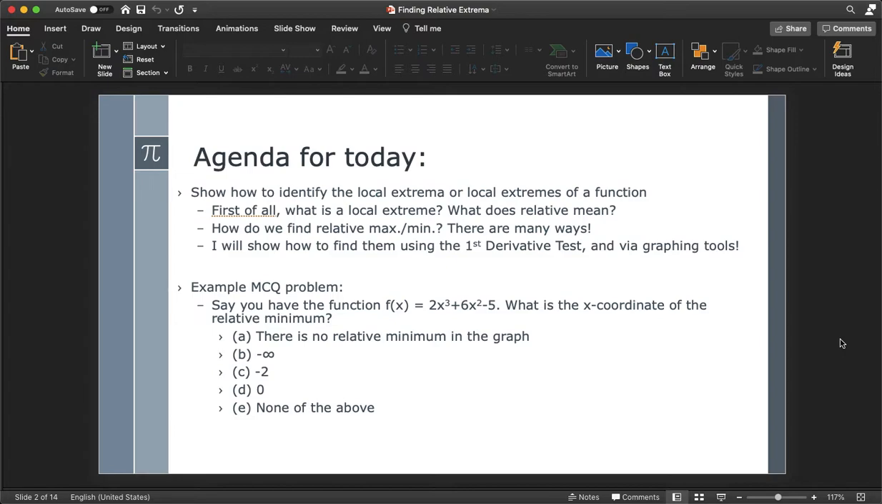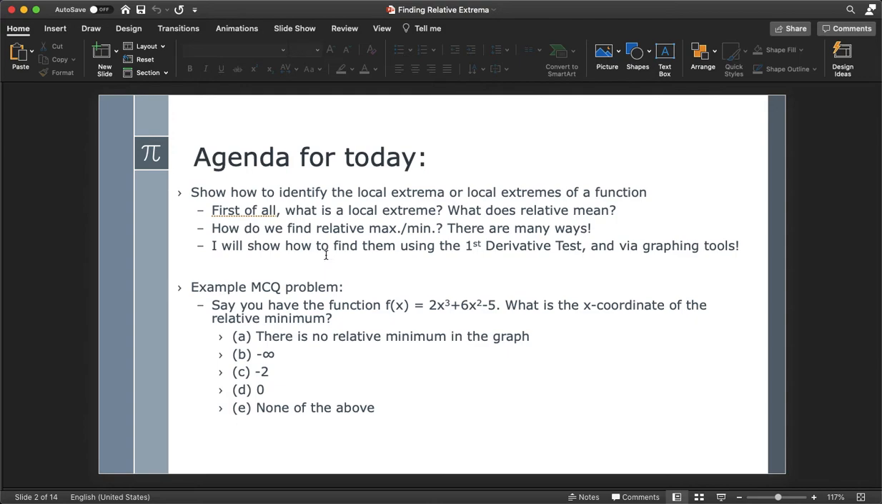Local and relative mean that the max or minimum you're finding is surrounded by other points, in the neighborhood of the rest of the function, in certain segments of the function, or certain curves. So, without further ado, let's keep going.